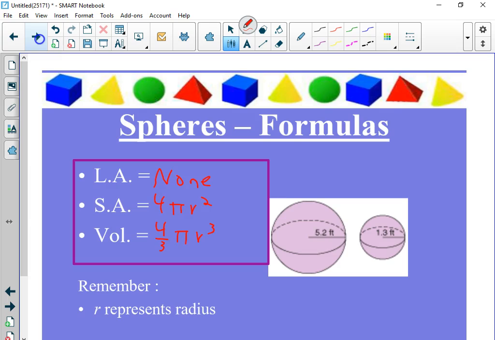pi r cubed. But another way to write that is four pi r cubed over 3. Just for input into your calculator. So you can cube the radius, times by pi, times by 4, then divide by 3. It's the same thing, but just when you're entering your calculator, it might be a little easier. And remember, r is the radius.